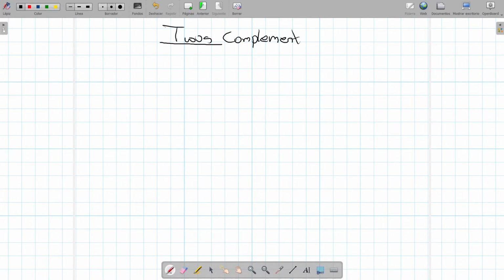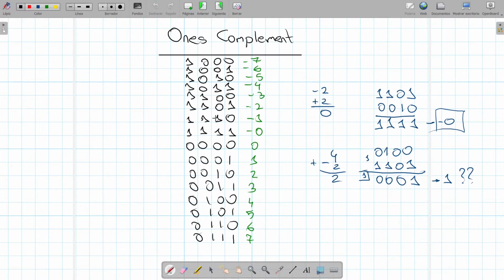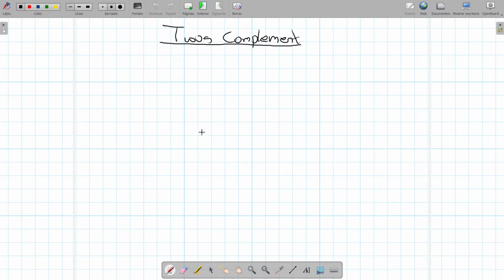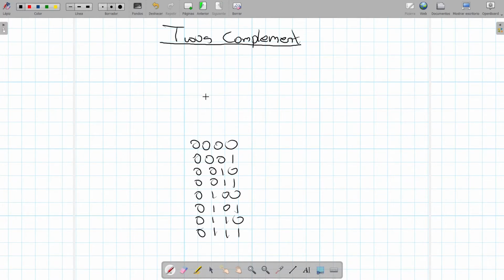So the next thing that they tried was what we call 2's complement. 2's complement is: you do the 1's complement and you add 1. So I'll first write the positive ones. These ones remain the same.